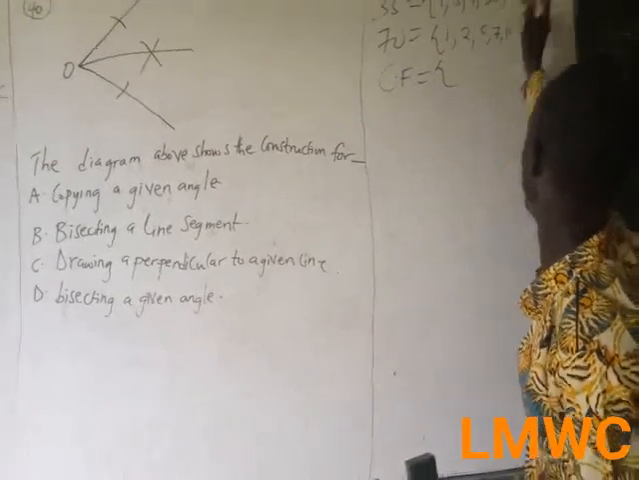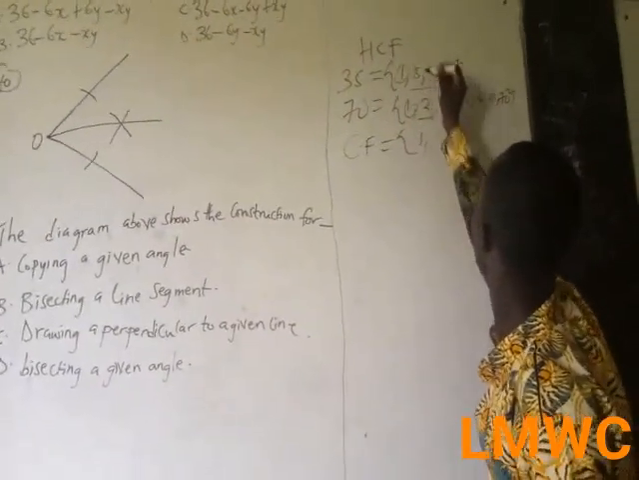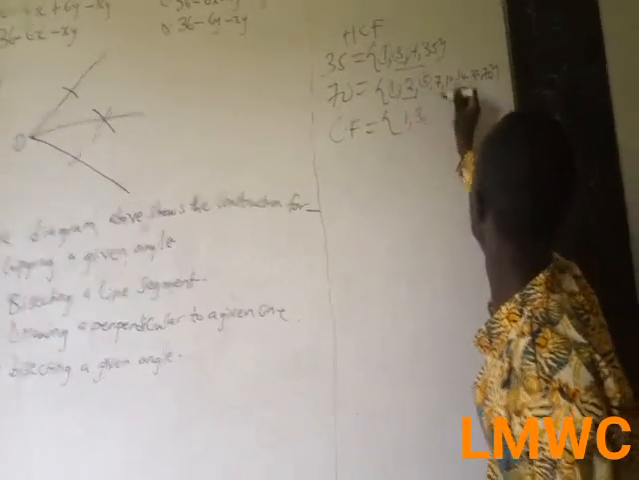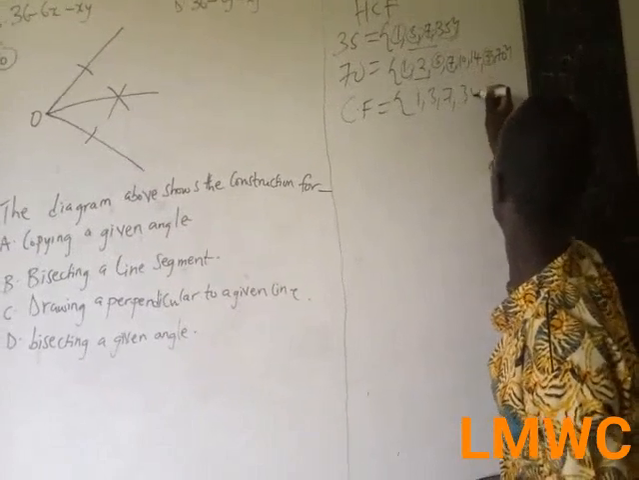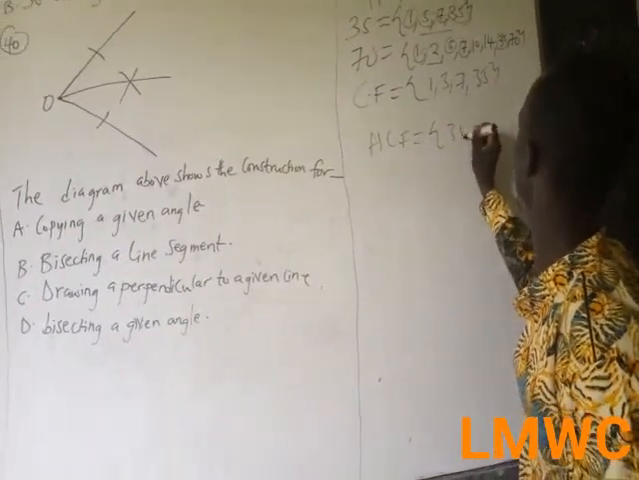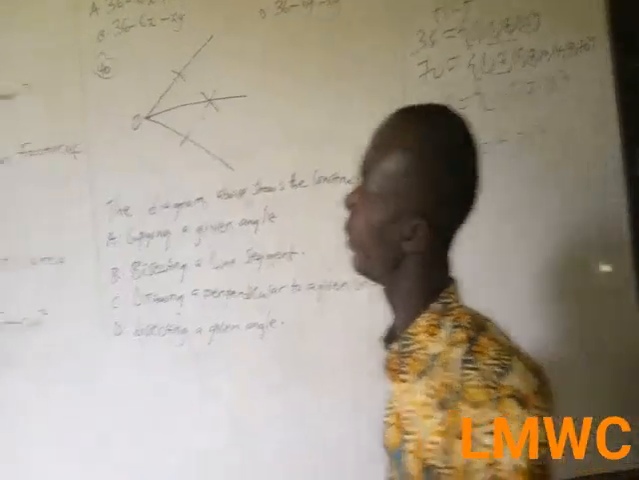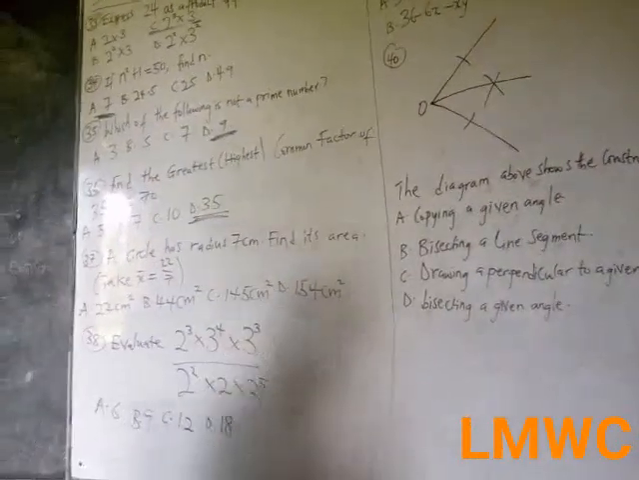So you find the common factors, those that occur here and here. So we have 1, 5, 7, and also 35. So what is the highest common factor? The highest one is 35, because 35 is the greatest. So it's 35.